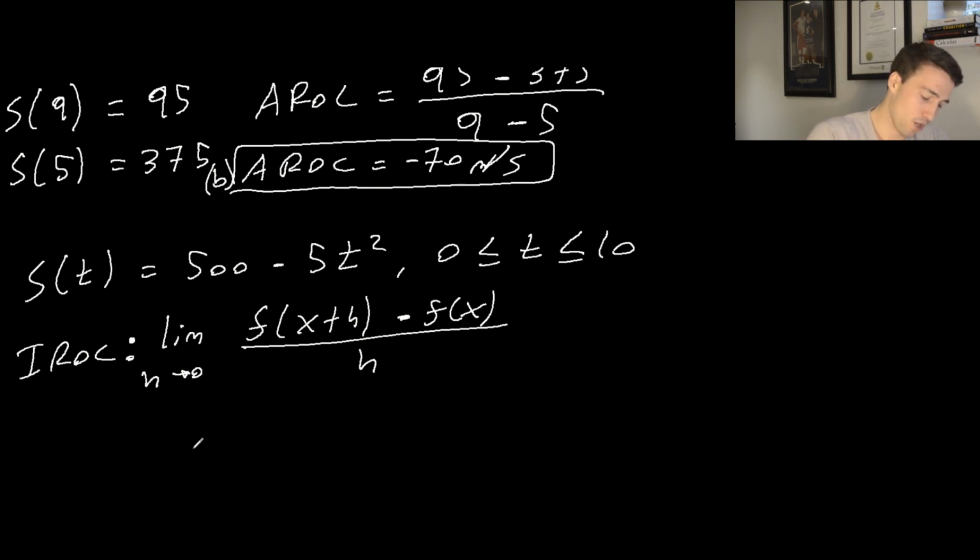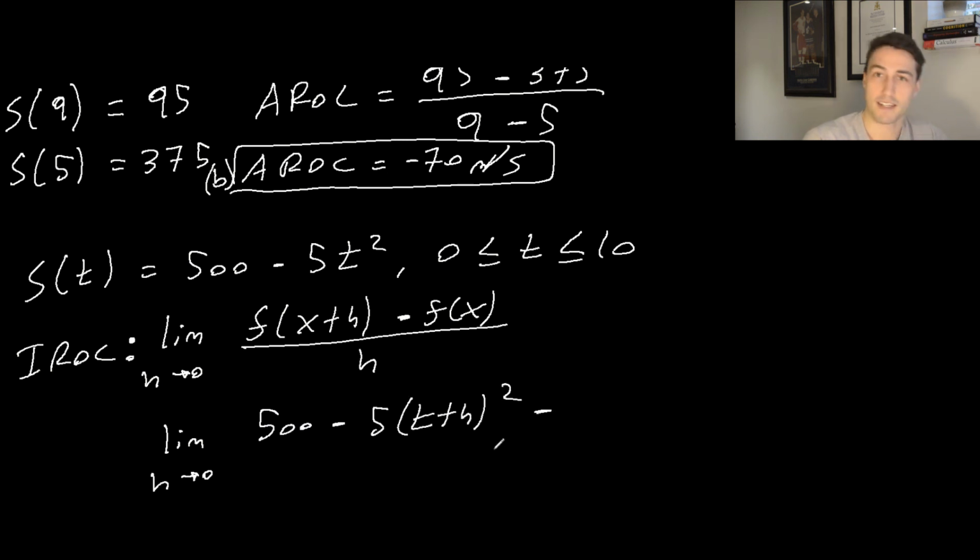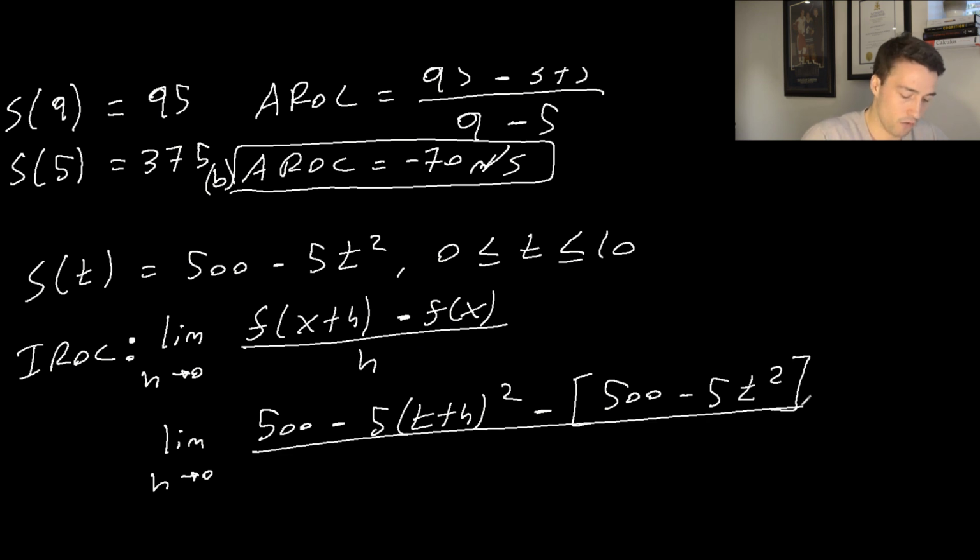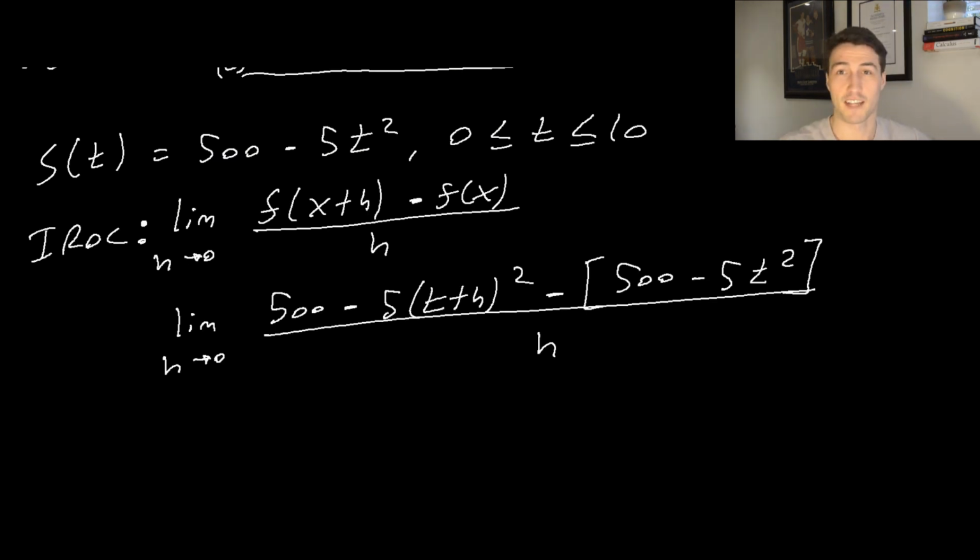So in this case, we're going to do the limit as h goes to 0 of this function. So we're going to say 500 minus 5 times t plus h squared, and then minus the entire function. I'll put brackets again so I don't forget to distribute the negative, minus 5t squared, and this is all over h. So just like last time, I'm going to expand out these brackets. Always remember this limit as h goes to 0, because if we forget it, marks might be taken off.